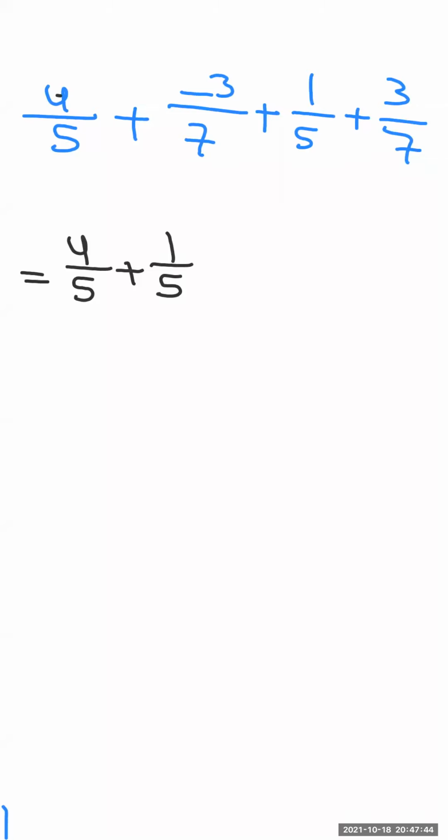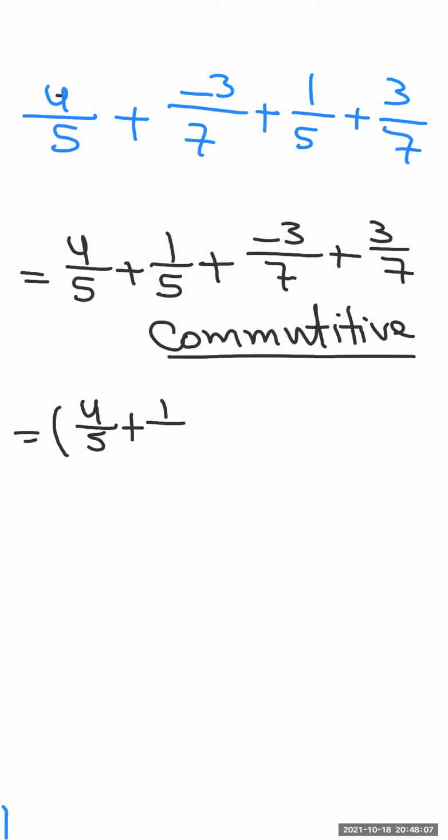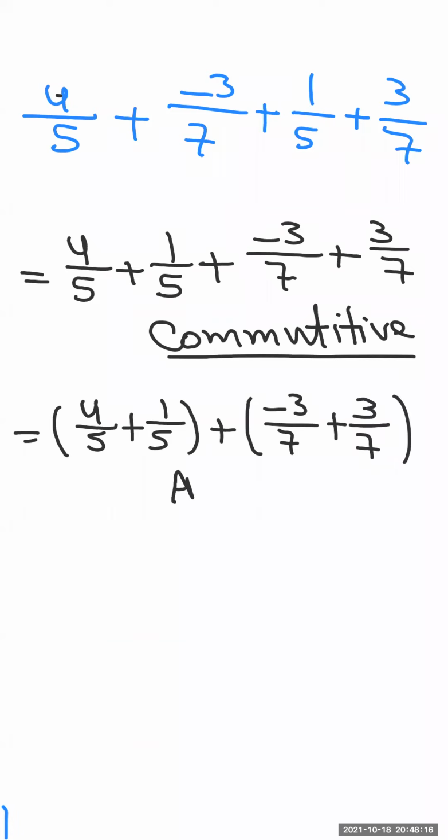4 over 5 plus 1 over 5, then plus negative 3 over 7 plus 3 over 7. That step is the commutative property. Then group the same numbers, 4 over 5 plus 1 over 5, plus negative 3 over 7 plus 3 over 7. That step is the associative.